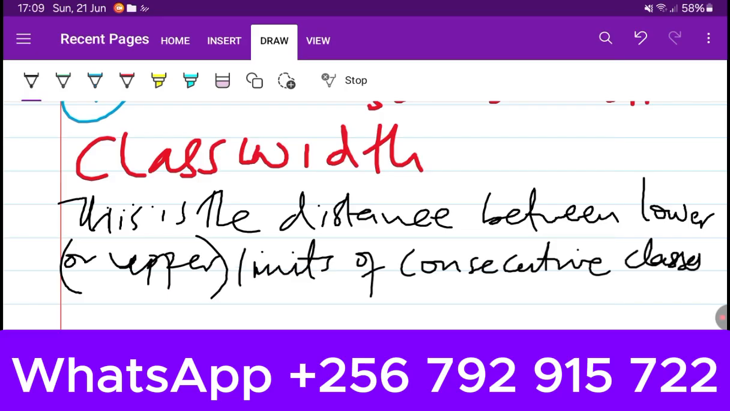In other words, it's the difference between the lower limit of a class and the lower limit of the next higher class. So it can also be the numerical difference between the lower class boundary and the upper class boundary. But remember, the class boundaries are not the same as the class limits. So let's do some small computation to get the class width or the class length.